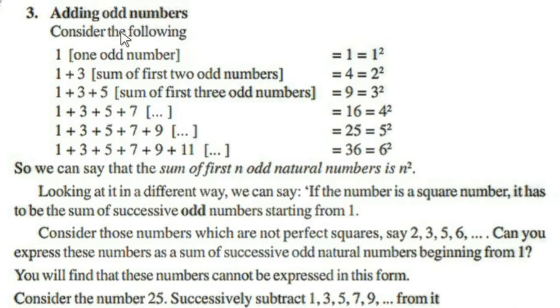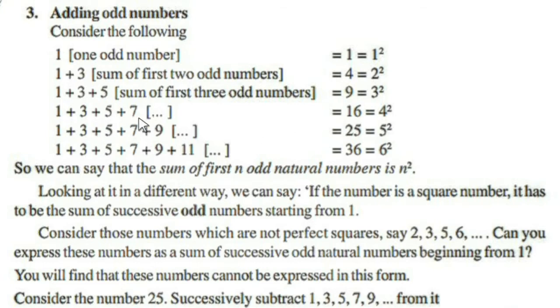Adding odd numbers. Consider the following. 1, it is one odd number, so equal to 1 square. Now 1 plus 3 means 2 odd numbers. Sum of first 2 odd numbers: 1 plus 3 equal to 4 equal to 2 square. Now let us take 3 odd numbers. 1 plus 3 plus 5. Sum of first 3 odd numbers equal to 9 equal to 3 square.